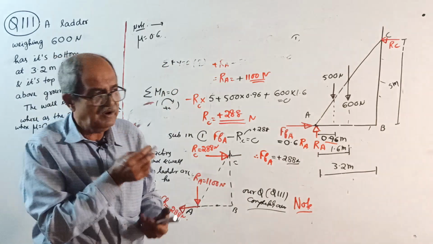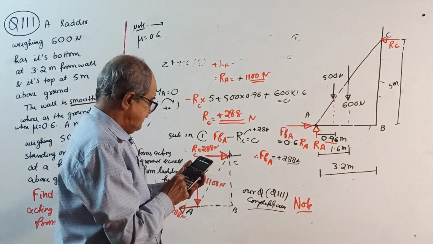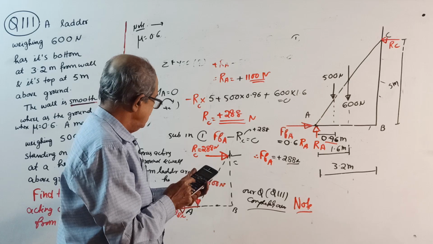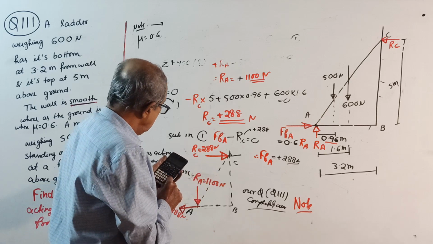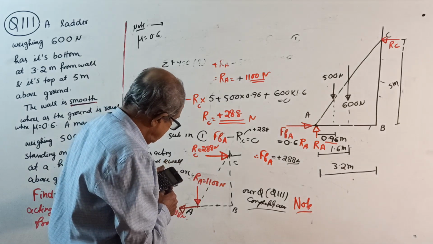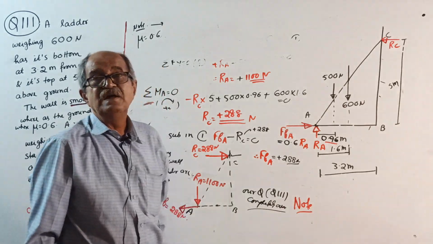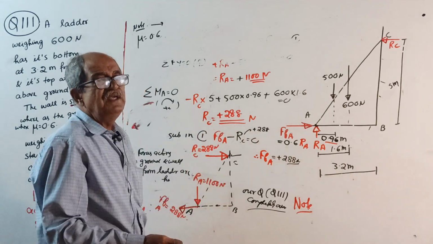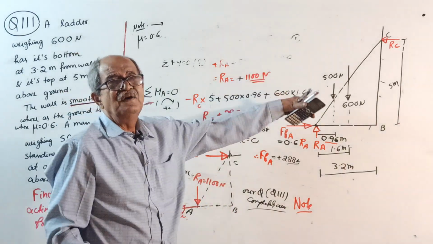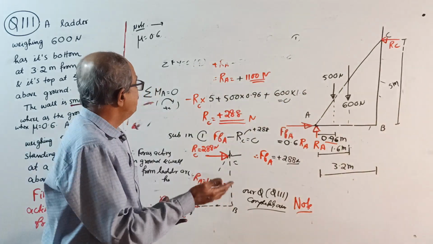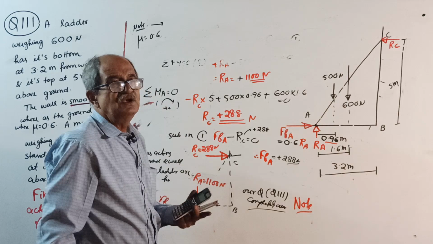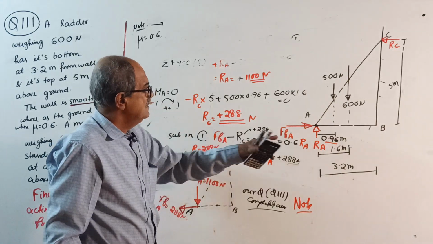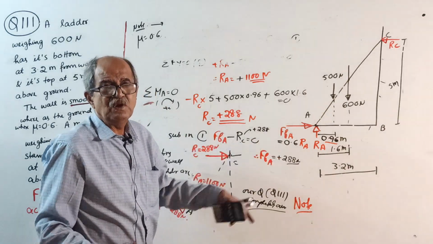You make a note actually. 0.6 of RA is how much? 1100 is 660 Newton. That is limiting friction. Limiting friction has not been reached. To prevent the ladder from slipping, you need a friction of only 288. Therefore, FF equal to 0.6 RA is wrong.